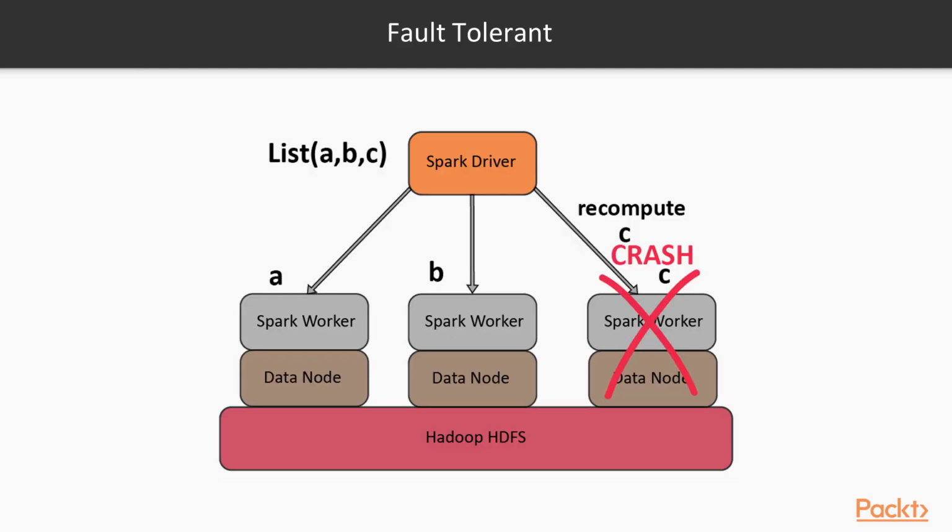RDD is also fault tolerant. So let's go back to our situation when we want to process the list A, B, C, and C was submitted to Spark worker third. In the meantime, while that element was being processed, something bad happened and the Spark worker stopped working because there was some kind of crash. In the case of a crash, that worker will be restarted and it will recompute the C value again. Or if that worker is not able to restart, then that C value will be submitted to worker 1 or 2 and it will be recomputed.